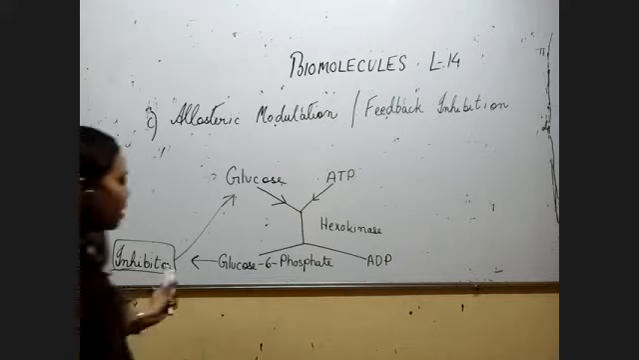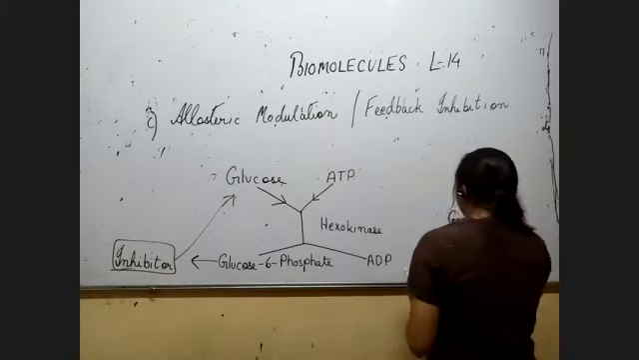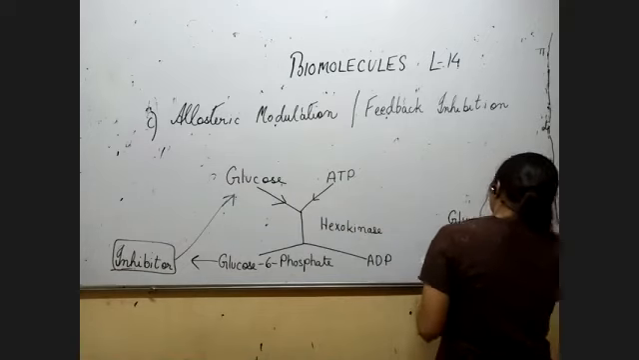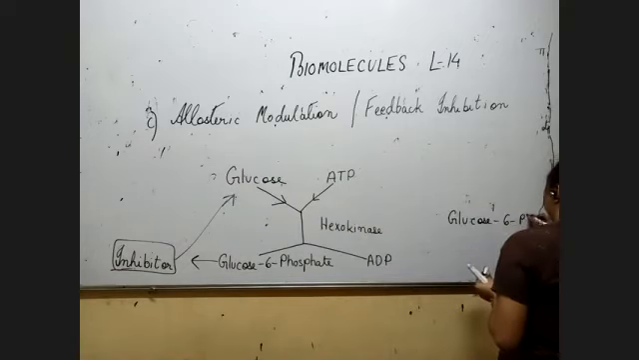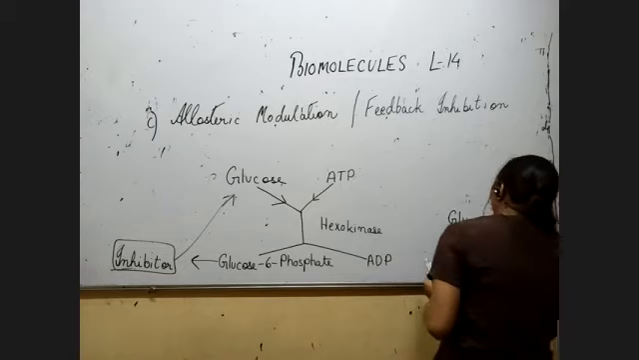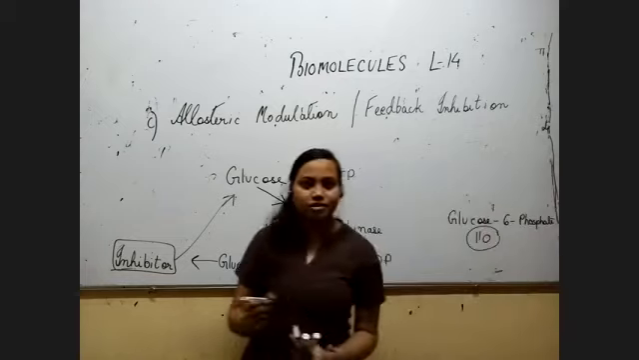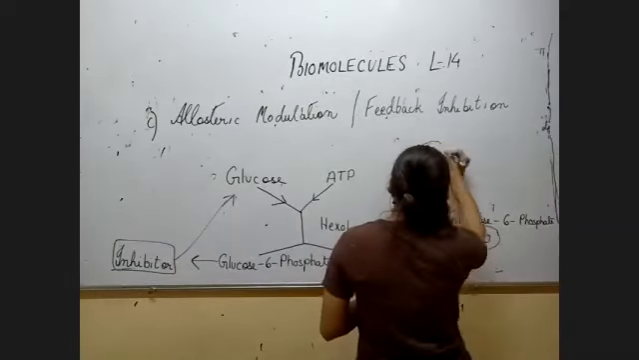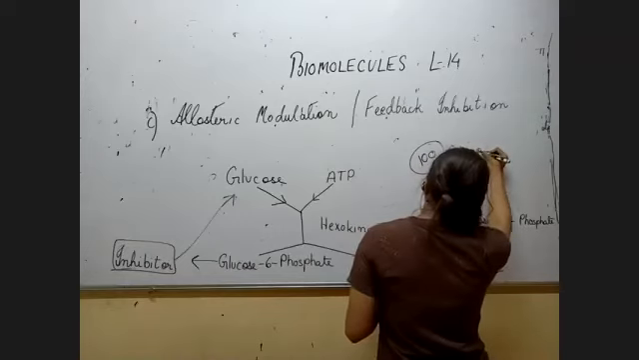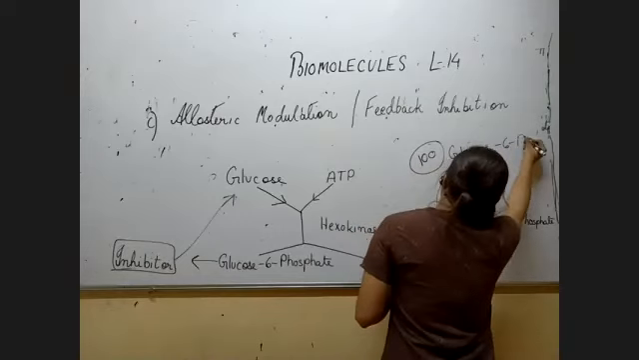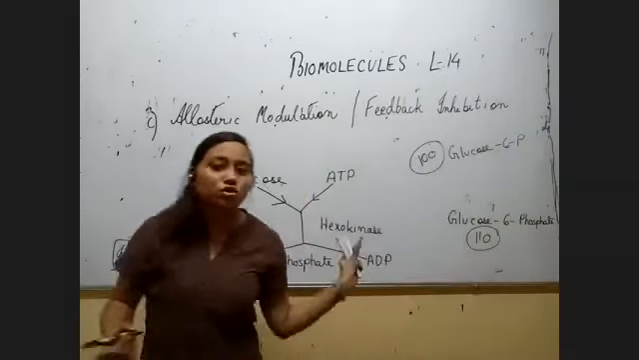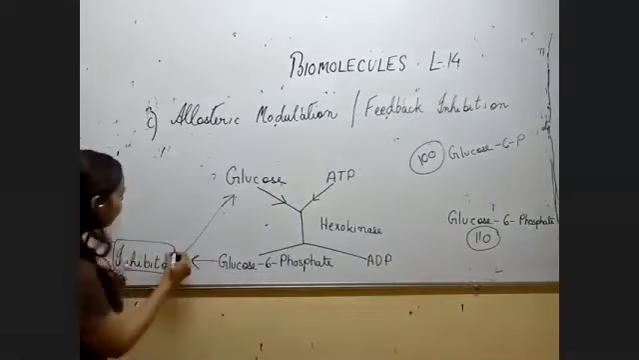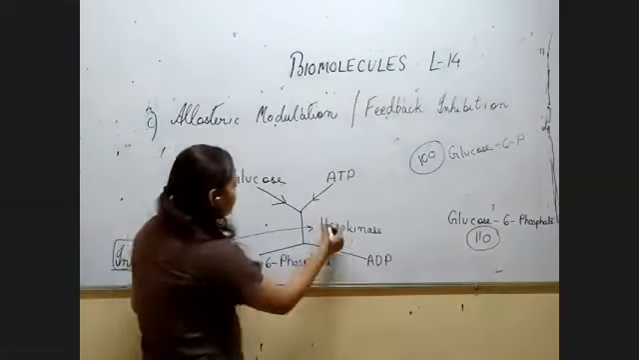So, if more reaction at glucose 6-phosphate, if I have 110 glucose 6-phosphate, but I need 100 glucose 6-phosphate. So what will it do? Now glucose 6-phosphate will signal hexokinase.